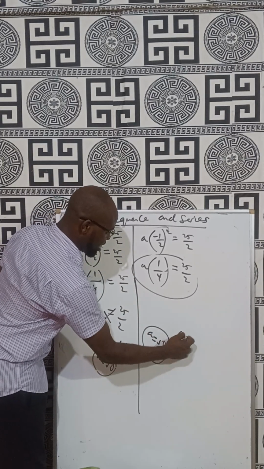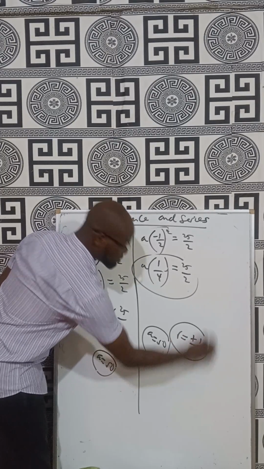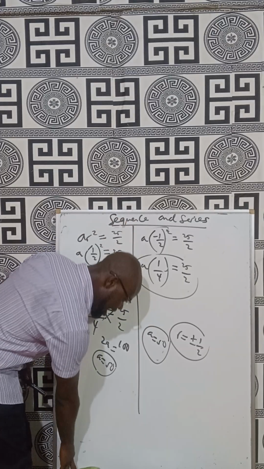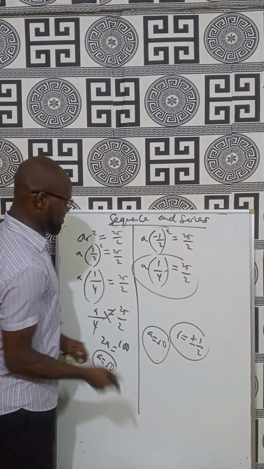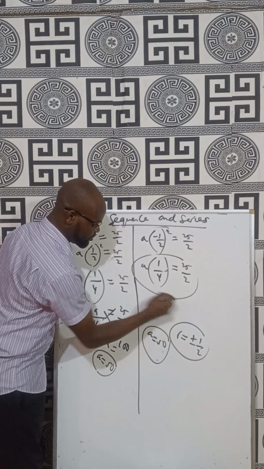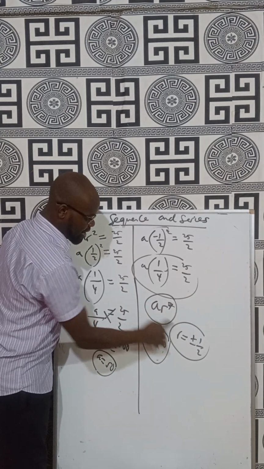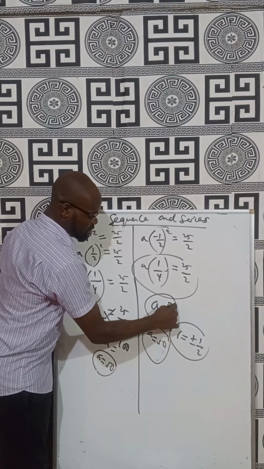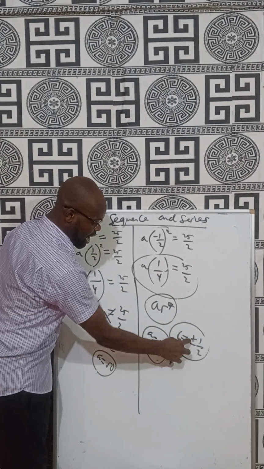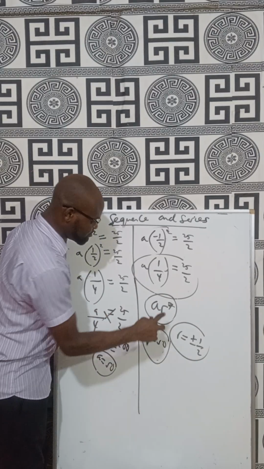So A is 50, and R is plus or minus 1 over 2. The next question says find the eighth term. The eighth term is AR to the power 8 minus 1, which is 7. So do it yourself. Fix your A as 50, fix your R as 1 over 2, raise to the power 7 and get your answer. You are going to get two answers: one for R as 1 over 2, and one for R as minus 1 over 2.